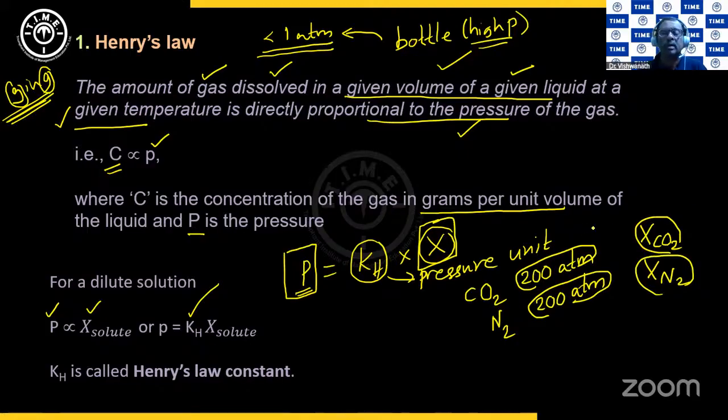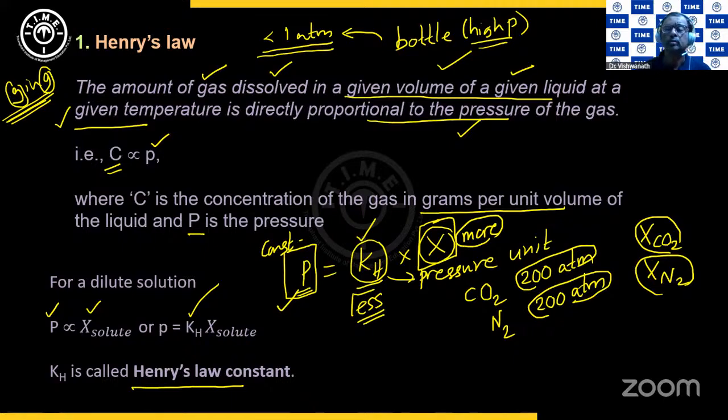No, because each gas has a particular value of Kh. The proportionality constant is not the same for all the gases. So shall we say that if Kh is less, the solubility is more for a constant pressure? If this is less, it means that the solubility is more. So a gas having lesser Henry's law constant has more solubility at a given pressure. Clear? That is what we find out now: the lesser the Kh value, the more the solubility.